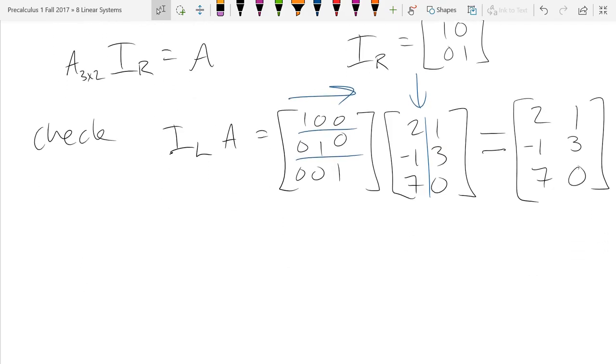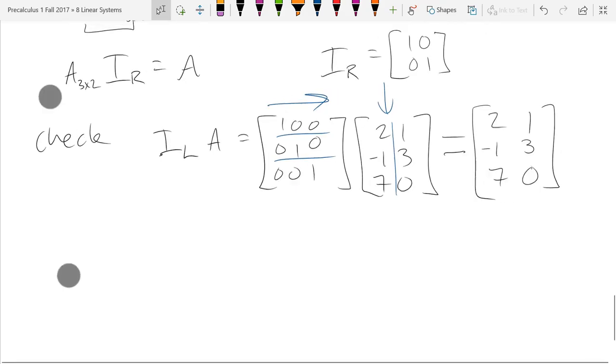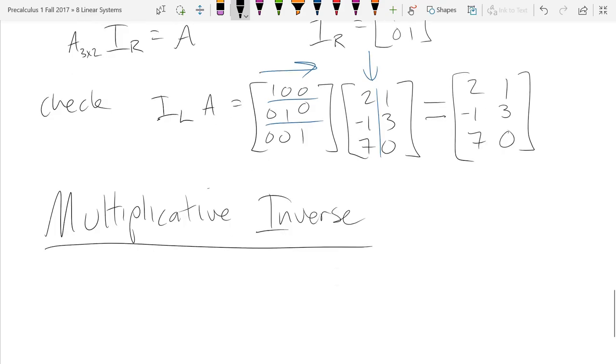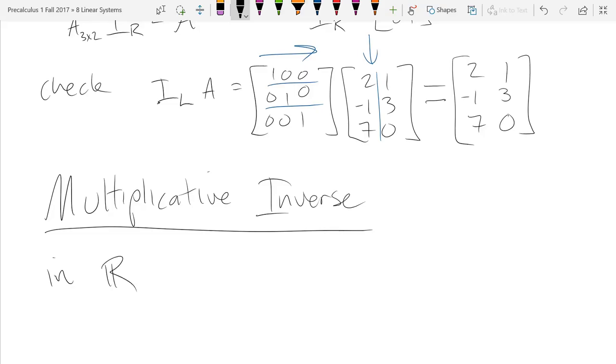So the next thing we're going to look at is the inverse of a matrix. So look at the multiplicative inverse. So again, we'll start in real numbers. Does anybody remember multiplicative inverse, what that means? Reciprocal? You've heard of that. So the multiplicative inverse is the number you multiply x by to get the identity, to get 1. So what would I multiply x by to get 1? 1 over x.